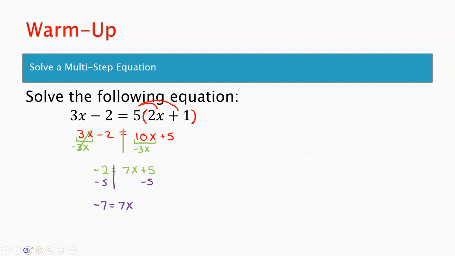You got one more thing that you have to do here. The last thing we do is divide both sides by 7. Now be careful here. Negative 7 divided by 7 is negative 1. Negative 1 is equal to x. There is our answer. All right.